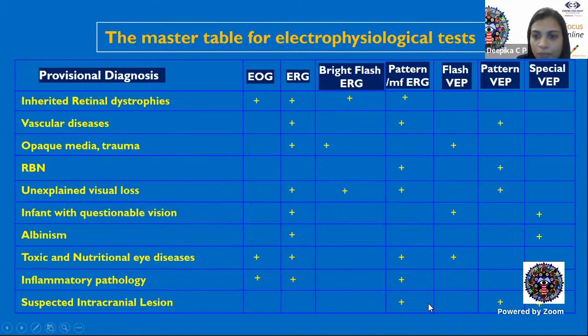Suspected intracranial lesion: pattern or multifocal ERG and pattern VEP and special VEPs. And in a few of these conditions, HVF is also a good, reliable test which one has to perform.